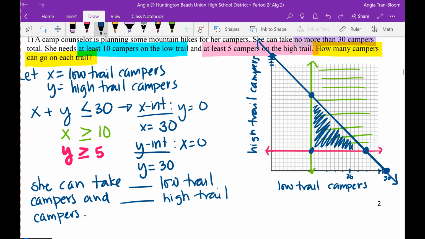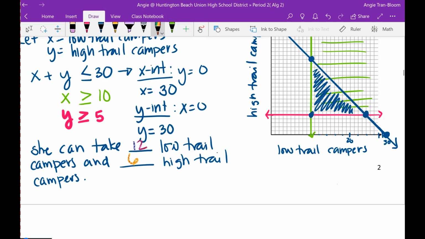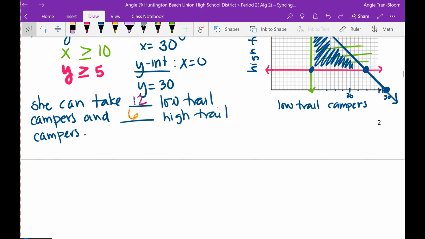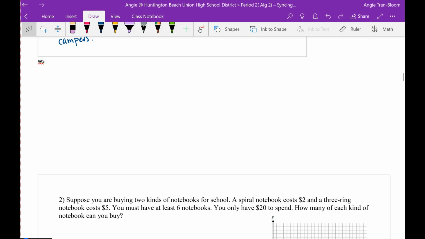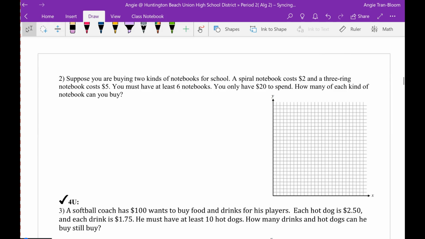Hannah, what are your 2 blank spaces? So you can take how many low trail? 12. So let's see. So this is 10, 11, 12. Okay. And then? 6. So you're about right there. Perfect. That will work. So that means we have met at least 10 low trail and at least 5 high trail campers. You said 12 and 6, right? 12 and 6. Yep. And you can have multiple different solutions. All 37 of you in here can have your own set of answers. Okay. All right, let's go to number 2.